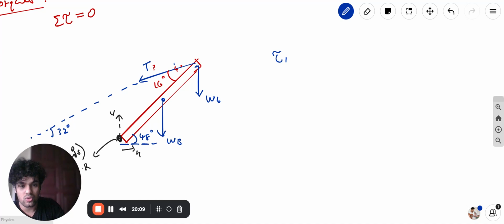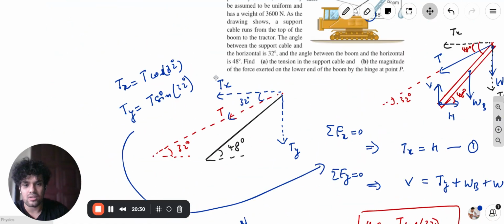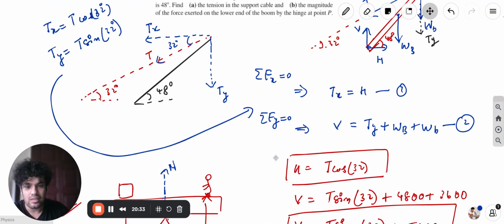The first torque is produced by, let's say, the weight of the boom. So that is RF sine theta. This is the equation. What is the R? R is the distance from the axis of rotation to where the force is acting, which will be this thing over here. Right. Now, we are not given any length of the boom. Let me just check. Yep, there is no length.